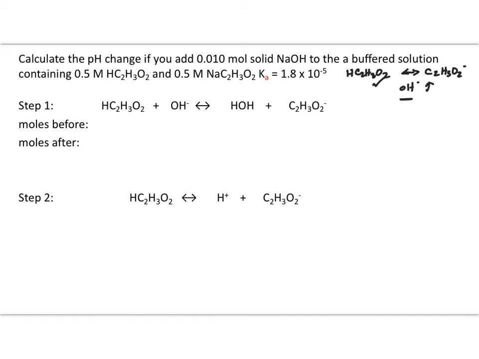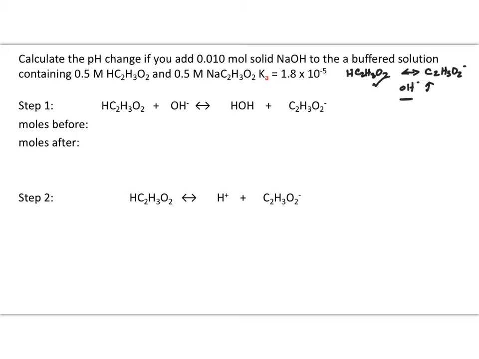Okay, so what we're going to do here is basically first figure out how the addition of hydroxide ion is going to affect the concentrations of our acetic acid and our acetate ion components of the buffer. So we're going to go ahead and look at the moles before of each of the substances.